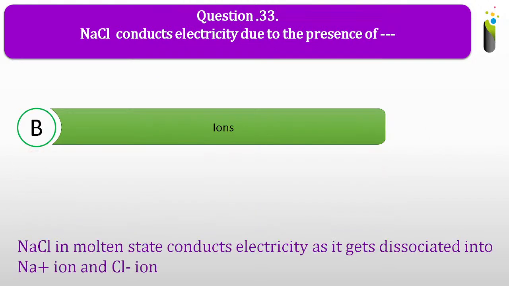And the correct answer for this question is B, that is ions. NaCl in molten state conducts electricity as it gets dissociated into Na+ ion and Cl- ion.